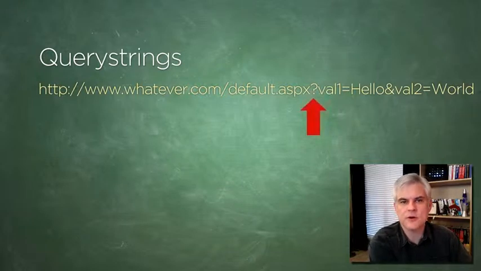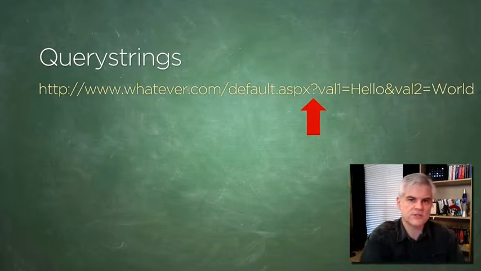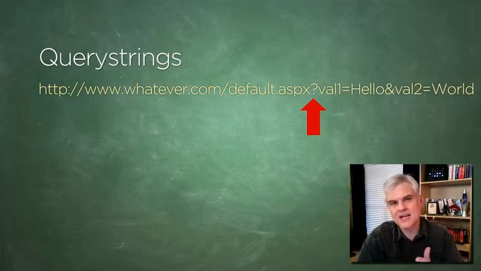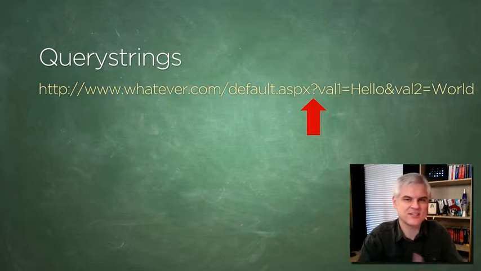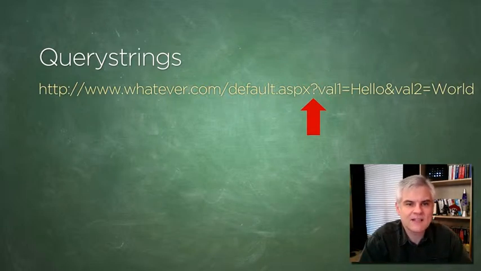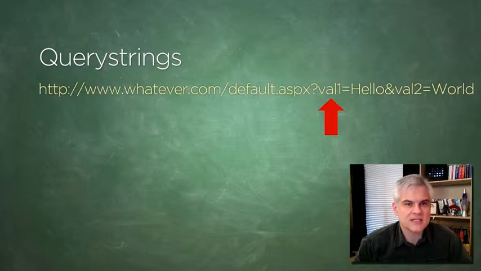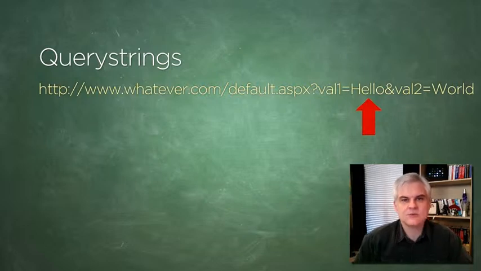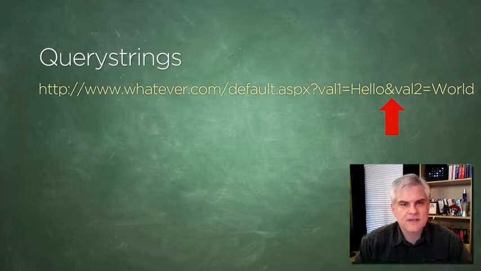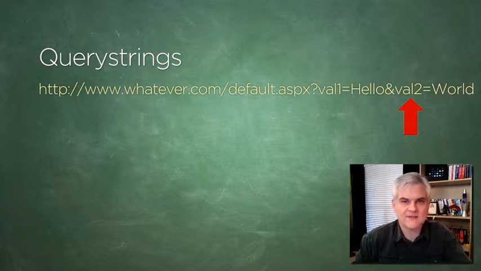You can pretty much ignore everything up to the question mark with regards to query strings. It's everything after the question mark that is the query string. The question mark clues you into the fact that we're querying, and so everything after that is a query string. We have a series of name-value pairs. The name of an attribute or property is, in this case, val1, and we set it equal to the value hello. Then to designate a second name-value pair, we use an ampersand, and val2 is the name of the second attribute, which we set equal to the value world.